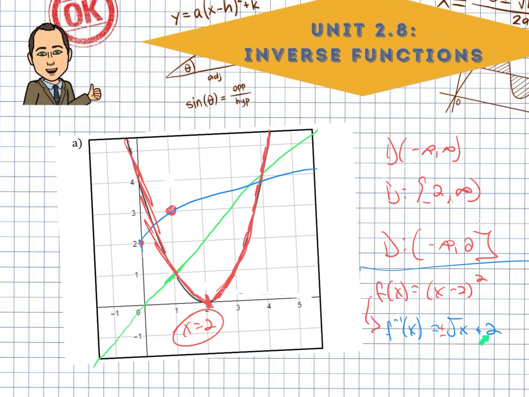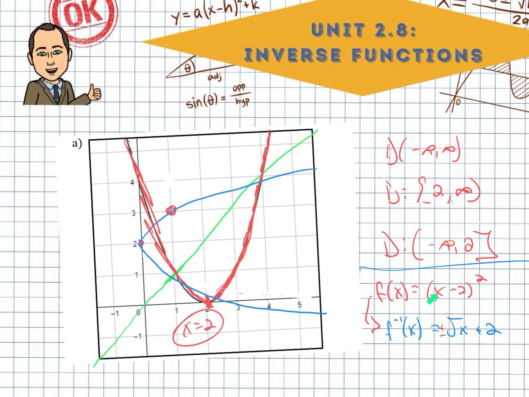But if you think about the positive square root of x plus 2, which is what this blue graph is, and then the negative square root of x plus 2, which is what this other part of the blue graph is, this accounts for both the positive square root of x plus 2 and the negative square root of x plus 2. So technically, this is what the inverse of this function would be.